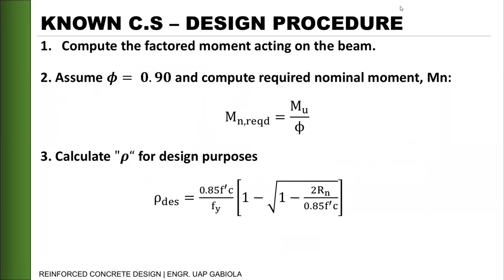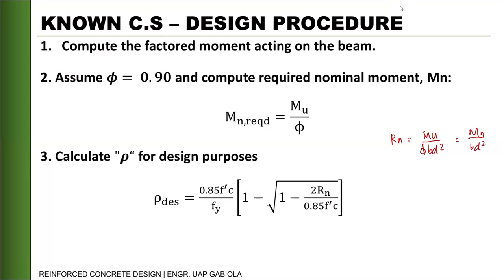Then next, we calculate the value of rho for design purposes. So this equation is already derived last meeting. Okay, so we have 0.85 f'c over fy times 1 minus square root of 1 minus 2Rn over 0.85 f'c, where we considered already na si Rn is equivalent sa Mu over phi bd squared. Since we let Mu over phi as Mn, we have this equation as Mn over bd squared.